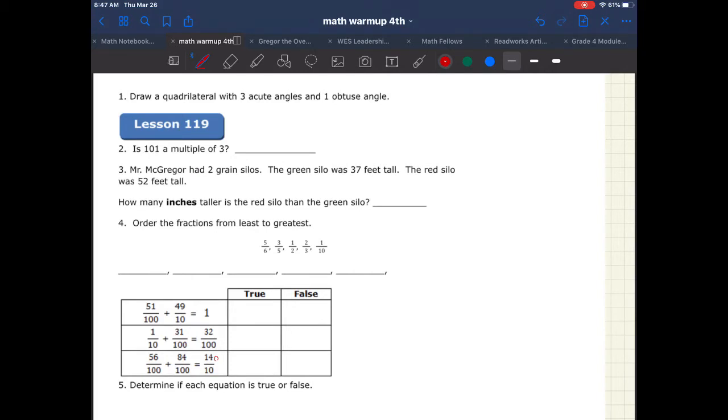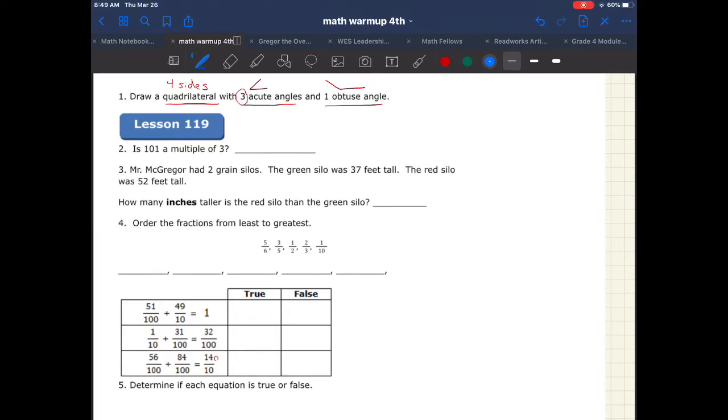So number 1 says draw a quadrilateral, and a quadrilateral is any shape with 4 sides, a closed shape with 4 straight sides, with 3 acute angles. Acute are these ones that are sharper than 90 degrees, and 1 obtuse angle. Those are the ones that are wider than 90 degrees.